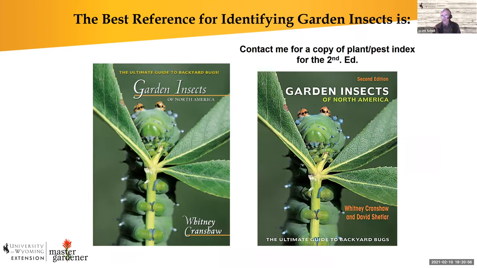One of the best references for identifying garden insects are either of these two books. This is the older book, I think still in print now. You can probably get it pretty cheap used. It is really good. It includes a plant pest index. The second edition came out a few years ago, and it has another 600 photos, and they're really nice photos. They show the plant damage, the eggs, the immature stages, and the adult stages. Professor Kaufman and David Shetler did a really nice job, but they ran out of time before they got the thing published, and that's why I sent you the Garden Insects of North America plant pest index as a separate document, because Whitney was kind enough to provide that to me.